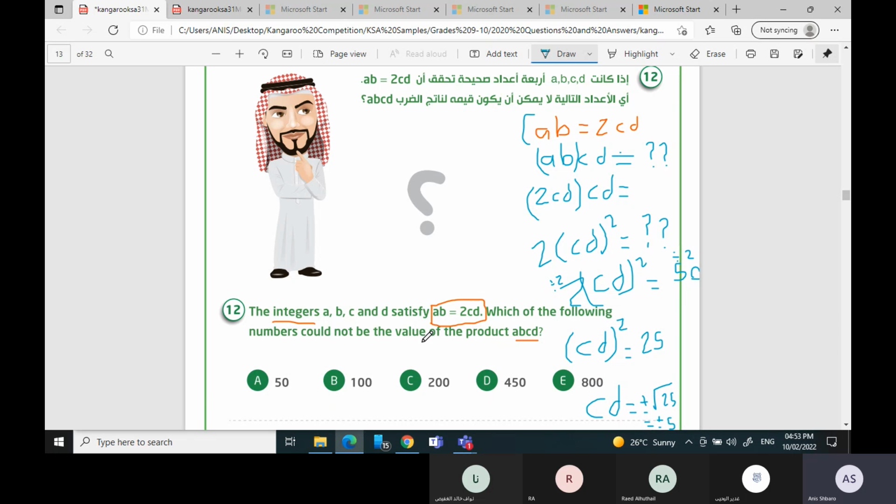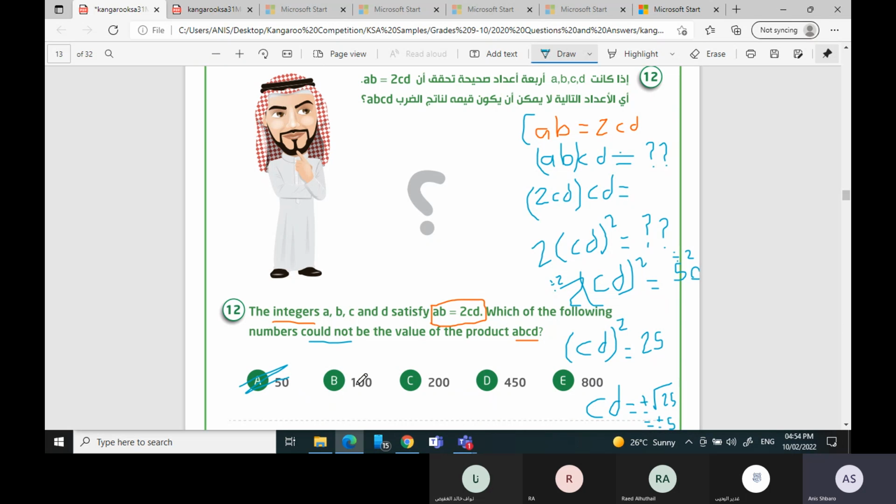Okay, so could not be the value of the product A, B, C, and D. Now let's stop here. We have that C can be equal to 5 and D equal to 1, so it's equal to plus 5. Or let C equal to 5, D equal to negative 1. Of course, it's equal to negative 5. So this can be true. So of course, I'm going to take it off. I need to find the could not be the value.